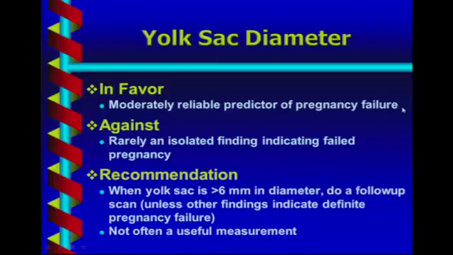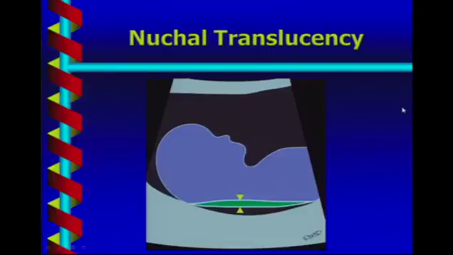It's not often an isolated finding indicating failed pregnancy, and the recommendation here is that when the yolk sac is greater than 6 millimeters in diameter, one should do a follow-up scan. It's not very often a useful measurement, but if it looks big, we measure it.